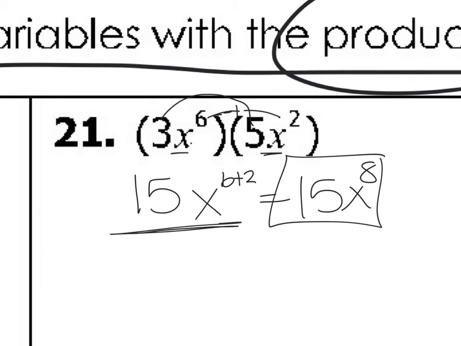In your notes, I would write it like that so you can see what you're doing. All right, it's 3 times 5, and x to the 6 plus 2 equals 15x to the 8th.